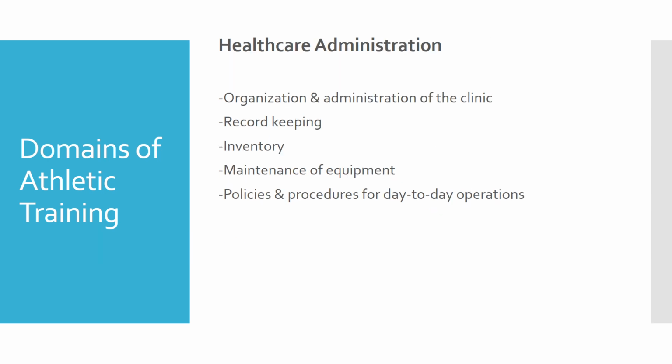The last and final domain, and maybe the most boring, but really should be considered the most important, is healthcare administration. The athletic trainer is responsible for the organization and administration of the athletic training facility, including the documentation and maintenance of health and injury records for each patient, which we will discuss in a few weeks, the purchasing and inventory of necessary supplies and equipment, also to be discussed in more detail in a few weeks, maintenance and safety of equipment, and, depending on the role of the athletic trainer, the supervision and establishment of policies and procedures for day-to-day operation of the athletic training facility.